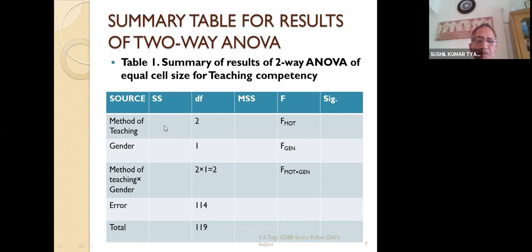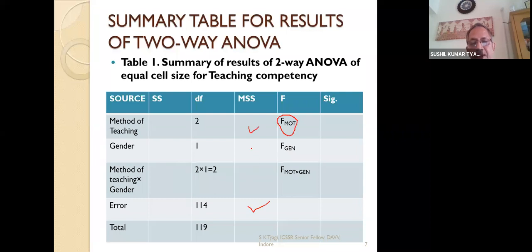So we will get sum of square in respect of method of teaching, gender, method of teaching into gender, and error, and total as well. Then if you divide this sum of square with 2, we get MSS. Similarly, we get MSS for gender, MSS for interaction. And if we divide MSS for method of teaching by MSS error, then we get FMOT.